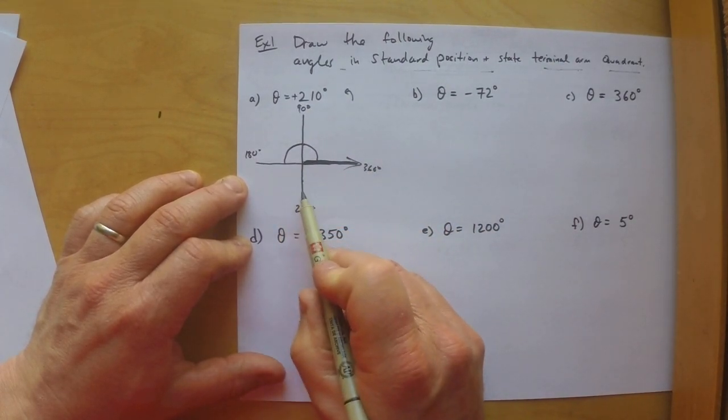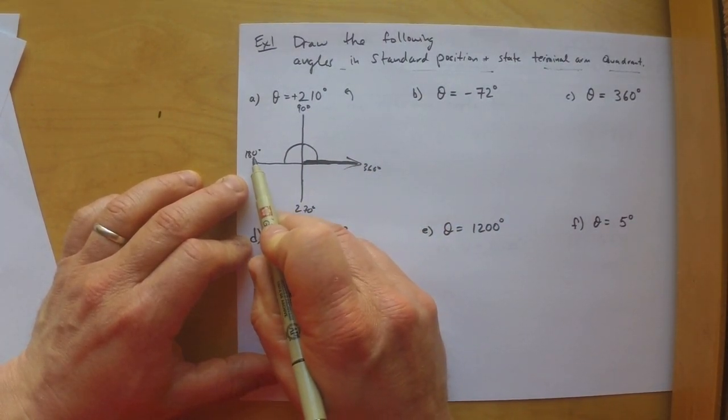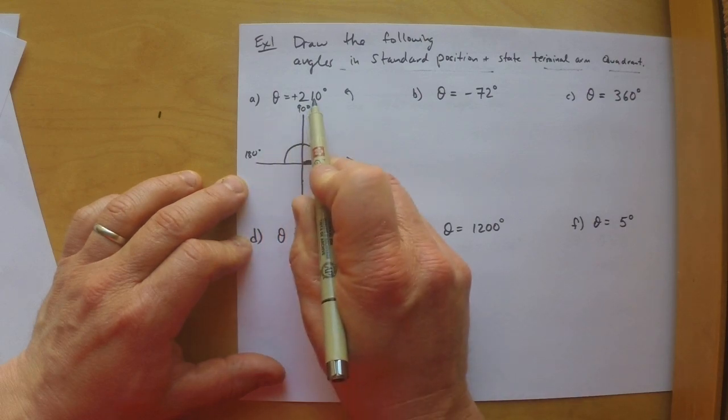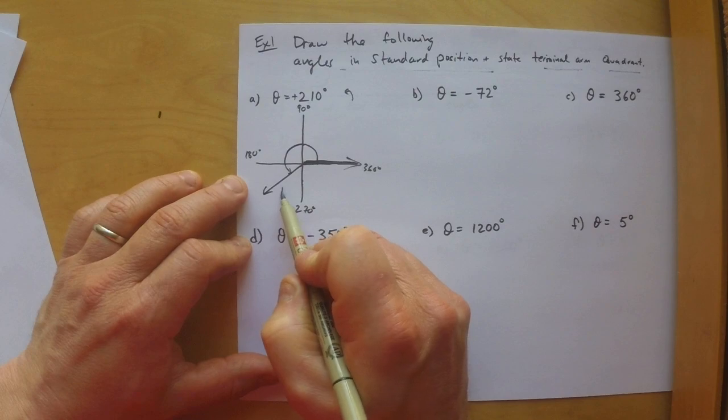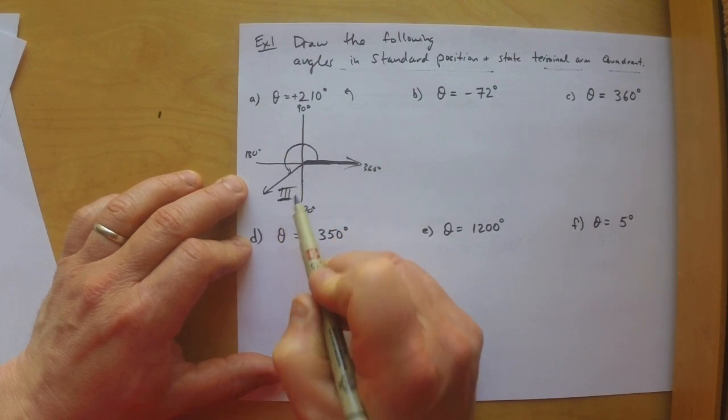So 210 is somewhere between here and here. And you can kind of estimate it. Well, 180 to 210 is 30 away, so maybe it's another little spin like that. It's somewhere in quadrant number 3. And there's your quick sketch.